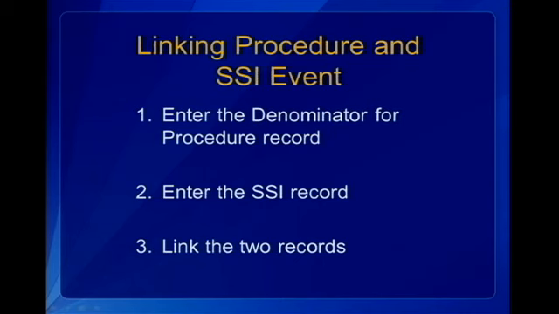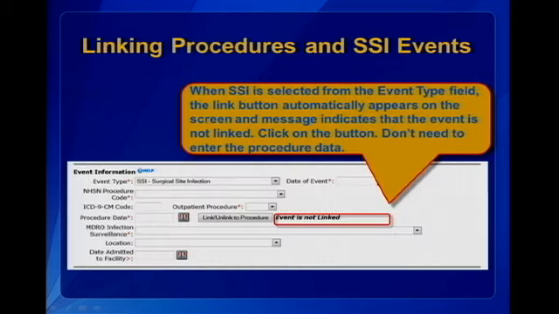So first you enter the denominator. You don't want to put in an SSI if you haven't gotten your denominator data in yet. If you found the SSI for some reason and you haven't done any of your denominators, just hold it back for a little bit and make sure you've got your denominators. Then you're going to enter the SSI record and you're going to link the two.